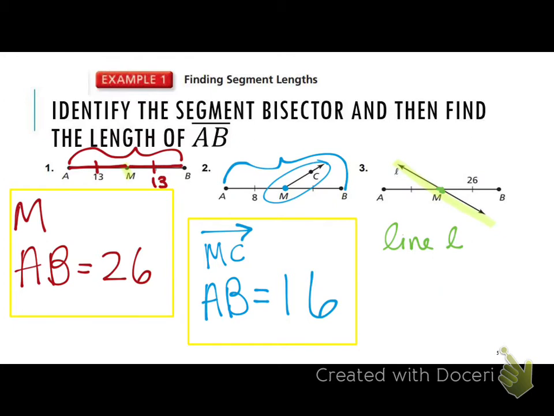And then the length of AB, we know this is 26, so the other portion has to be 26. And 26 plus 26 is 52. Perfect. When you're ready, go ahead and turn the page. Now we do a little bit of algebra.